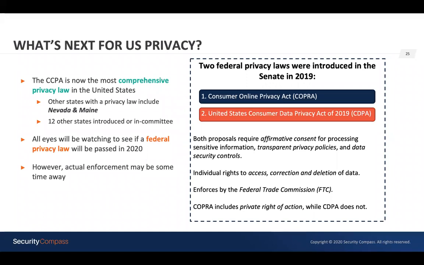So the US has lagged behind Europe and some other developed nations in terms of privacy regulation and enforcement, but as privacy issues and data breaches continue to garner the attention of consumers and individuals all around the world, all eyes will be watching to see if a comprehensive privacy law can be passed in the US in 2020.